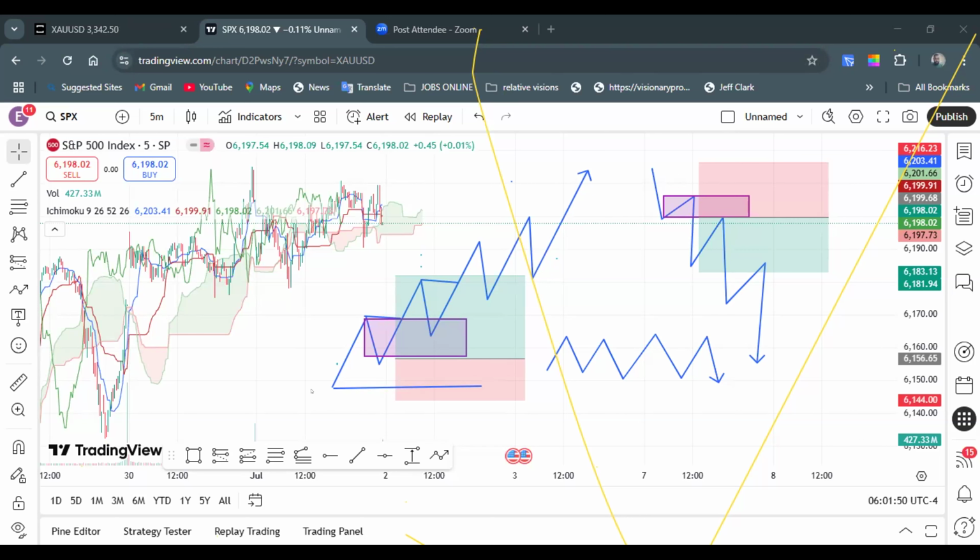So assert the market direction on a higher time frame, then come and look out for those structures on the 15 minute and 5 minute time frames, and see how you can play with that.